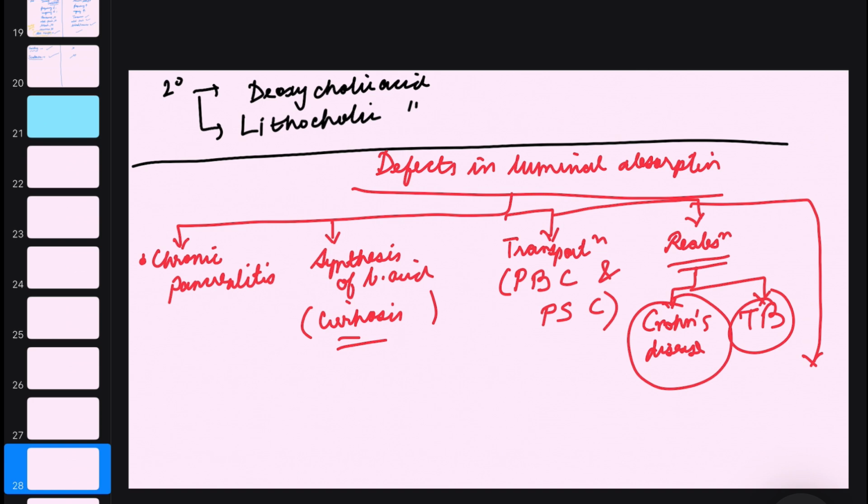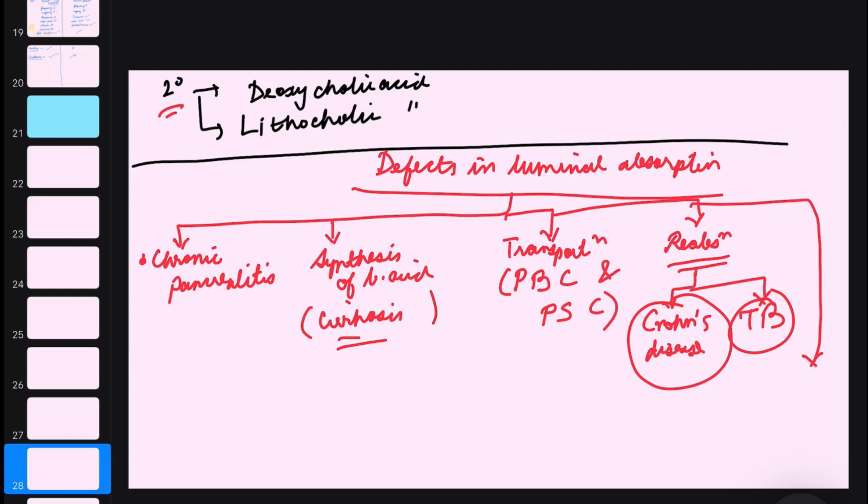And can the secondary bile acids be reabsorbed? No, because where were the secondary bile acids being formed? In the colon, and then they were being excreted out. So obviously they won't be able to get reabsorbed. And so what will happen? I will lose my bile salts, and so the bile salts won't be able to form micelles.